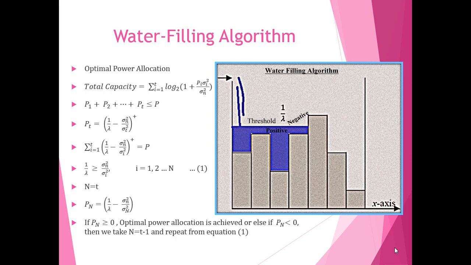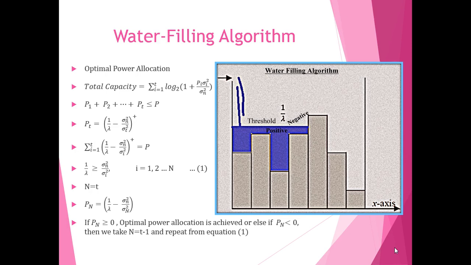Another important point to consider in the system is that of power allocation in a channel. The total channel capacity is given by summation from i equal to 1 to t of log to the base 2 of 1 plus p_i times sigma_i square divided by sigma_n square, where sigma_n square is the noise power, sigma_i is the singular value of the ith channel in the channel matrix, and p_i is the power of the ith channel in the channel matrix.